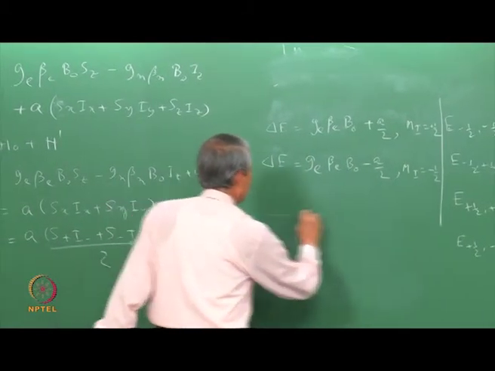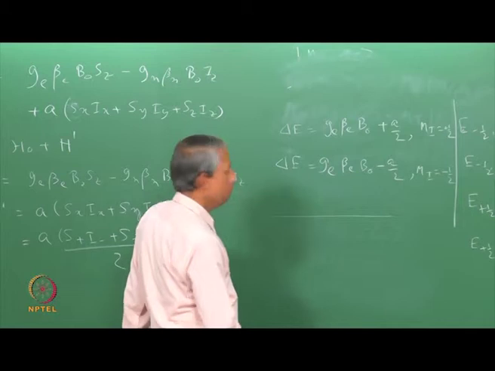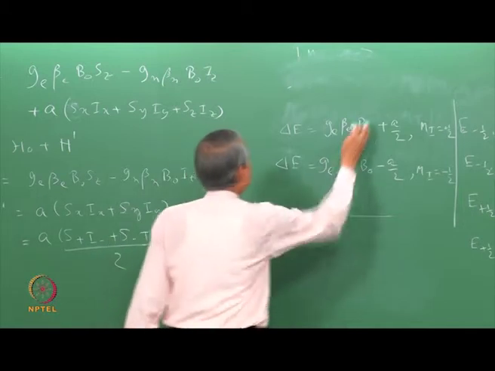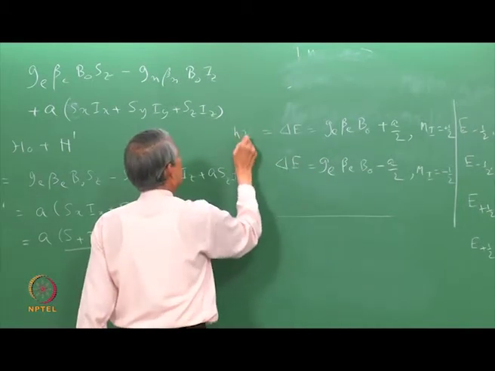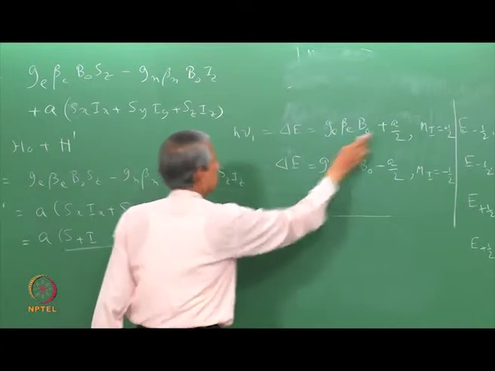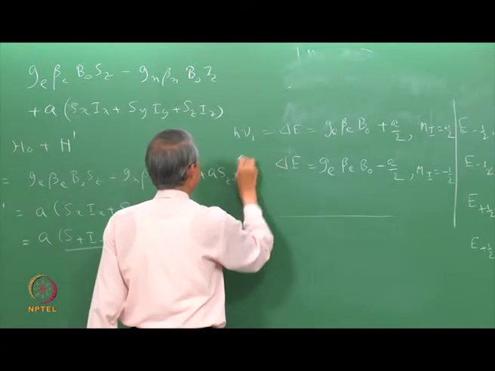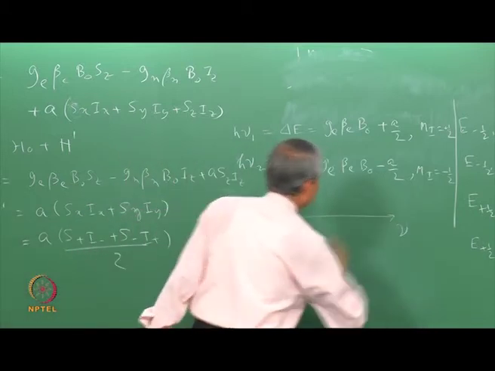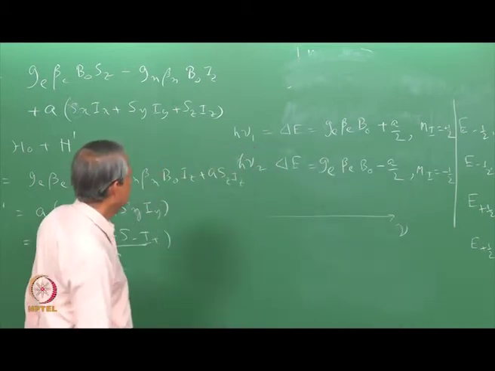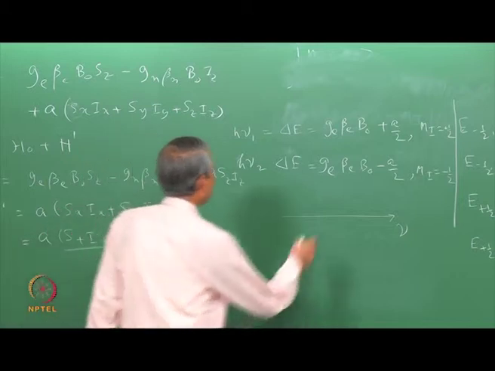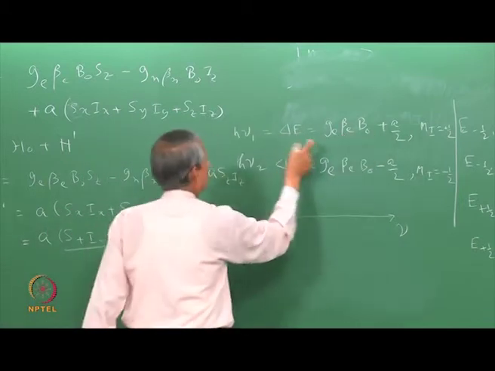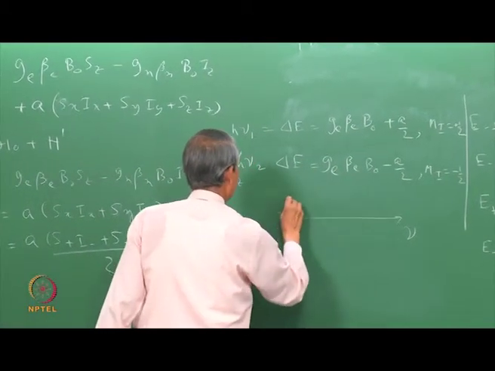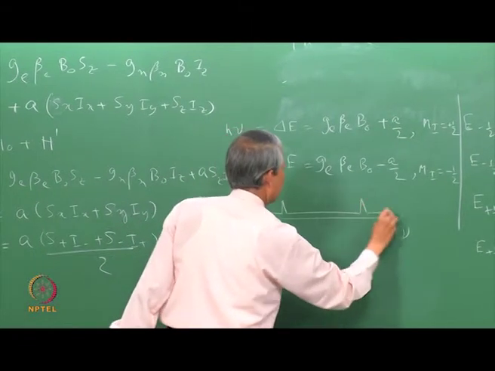So, we vary the frequency then. B0 is fixed. So, this will be equal to h nu, let us call it for first transition, this is h nu for second transition. So, as a function of frequency, if we plot it, this will give a peak where B0 is fixed. So, this will give one peak here, other peak there.